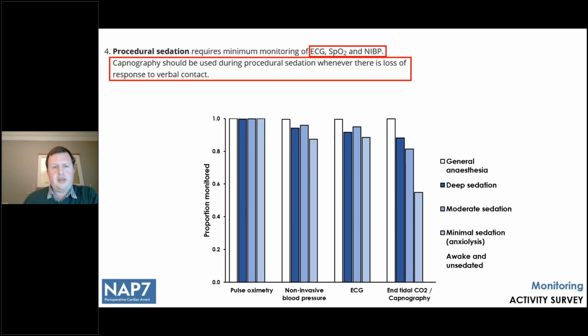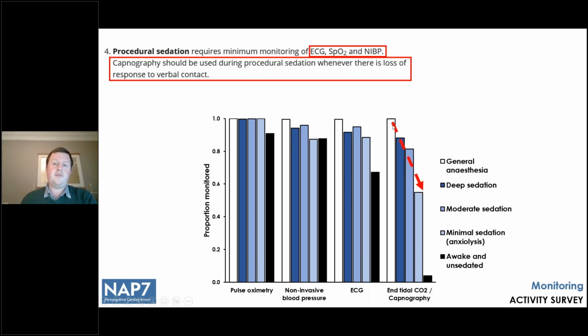Now, if we increase the sedation level here to look at deep sedation, moderate sedation, and minimal sedation, you can see that pulse oximetry has a pretty high compliance rate. There's some suggestion that non-invasive blood pressure and ECGs aren't used in all cases, but here you can see that capnography, in the case of minimal sedation, is only used just over 50% of the time. And there's a clear trend that as the sedation level is less, capnography is not used. It's difficult to say where you might expect a loss of response to verbal contact, and so where you decide to draw the line here is interesting.